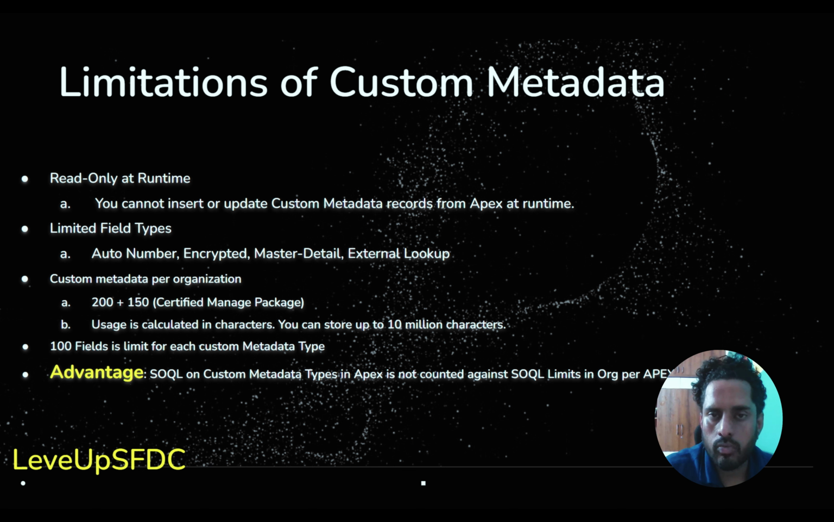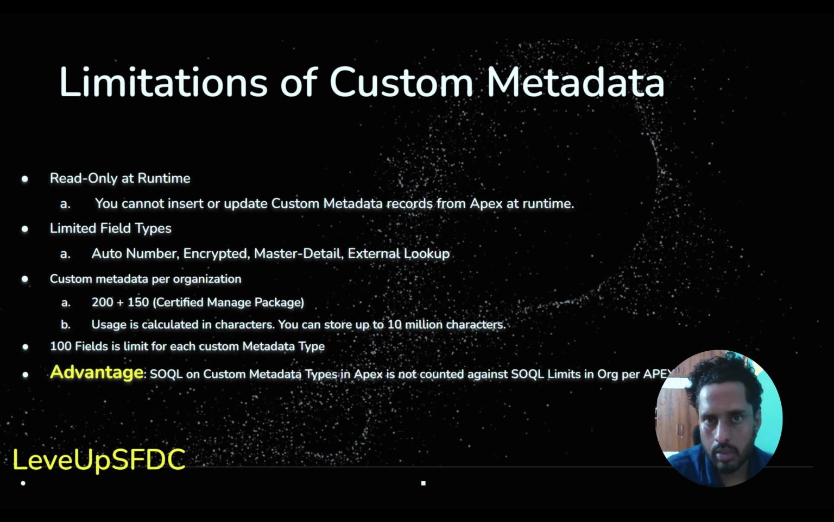So that means for the biggest field, for example, it will be counted as 10 characters, and for the checkbox field it will be counted as 10 characters. So you can have up to 10 million characters in the org. And for each metadata type we can have up to 100 fields.